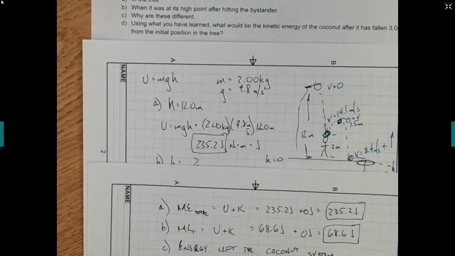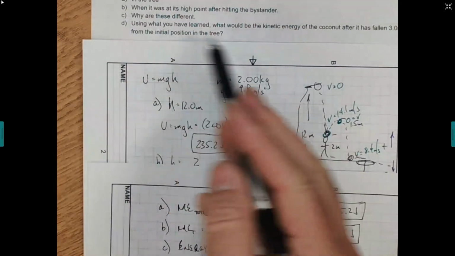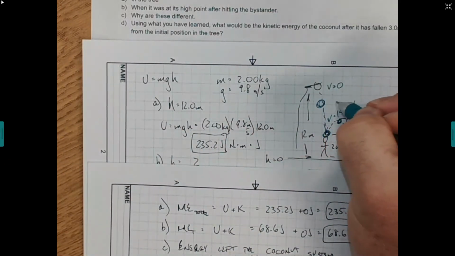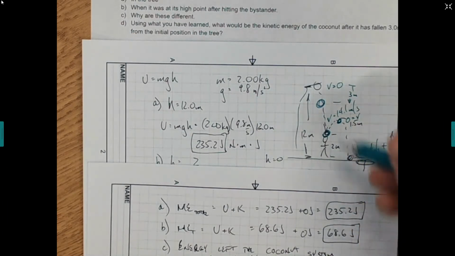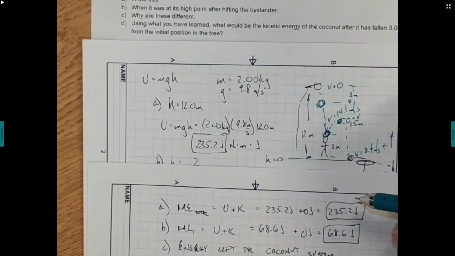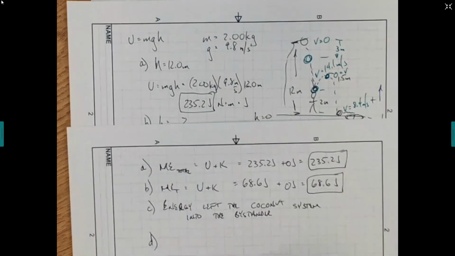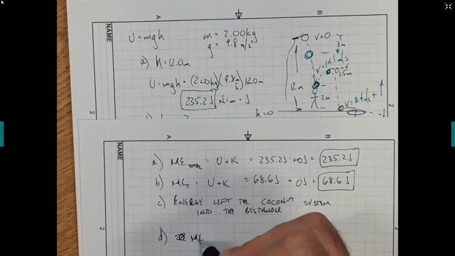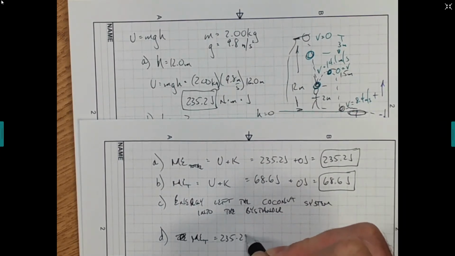Okay, so based on what we've learned, what would be the kinetic energy of the coconut after it's fallen 3 meters from the initial position in the tree? So we've gone down here, now the coconut's here. We've dropped 3 meters going down this way. We want to figure out what happens at that point. So what have I learned? I learned that energy cannot be created or destroyed, it must stay the same. So the total energy, which we call the mechanical energy at the top, is equal to 235.2 joules.